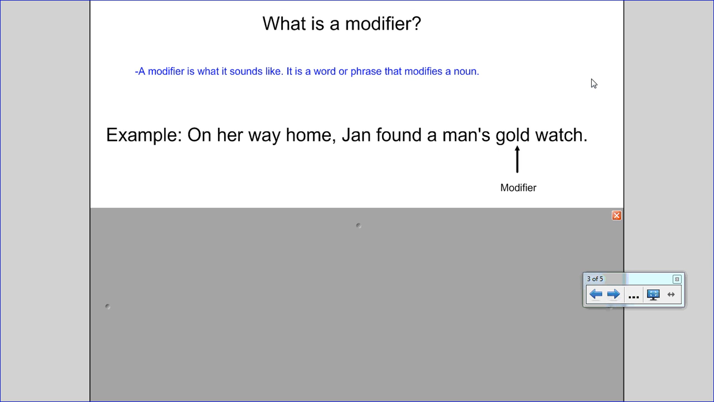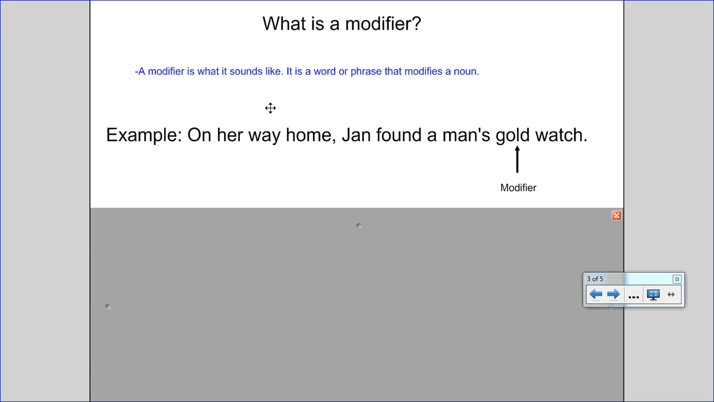So what we're going to do today is first talk about what is a modifier. Modifier is exactly what it sounds like. It modifies a noun. Okay, it gives us more information that helps us declare or learn more about that noun.